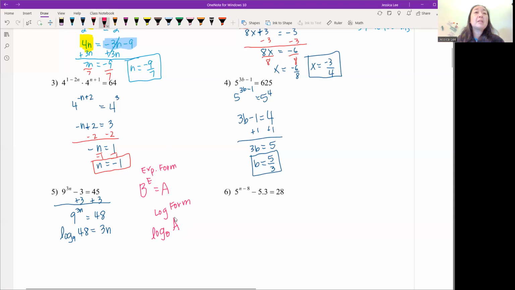All right. And then that is equal to the exponent, because remember, what are logs? Logs are just exponents. So exponent properties work on logs because logs are just exponents.